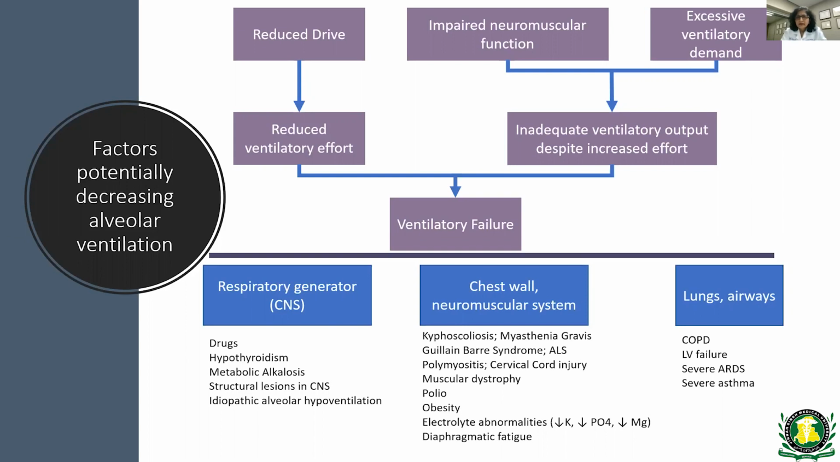So the first thing that might happen is, let's say you have a respiratory center that's depressed by a drug, so there's a reduced drive, and the reduced drive leads to reduced ventilatory effort, leading to ventilatory failure. Or you may have an impaired neuromuscular function or an excessive ventilatory demand on the respiratory system, leading to inadequate ventilatory output despite increased effort, leading to ventilatory failure.